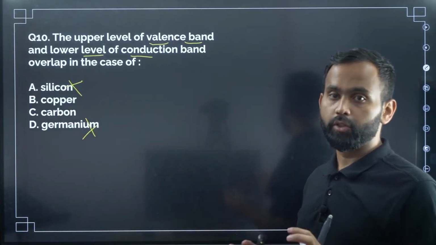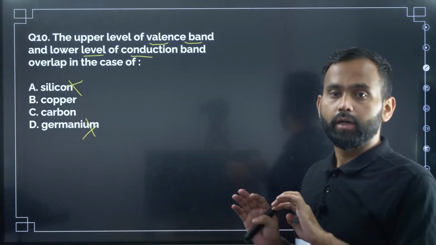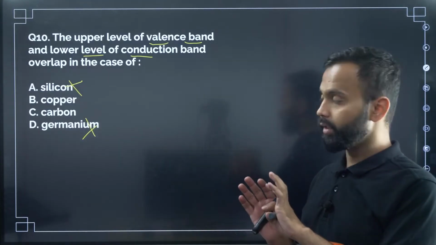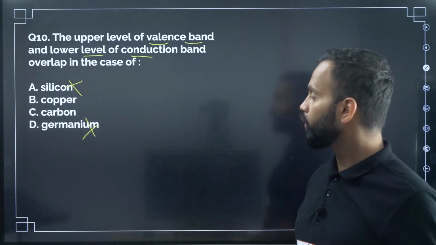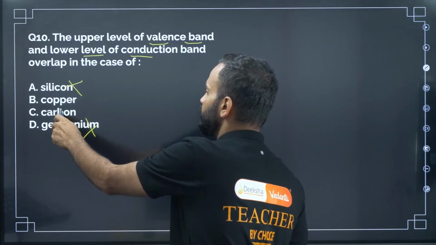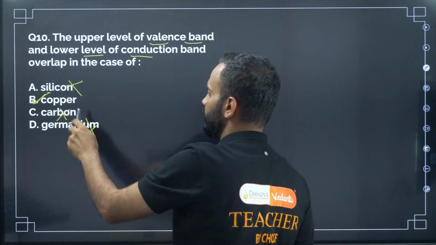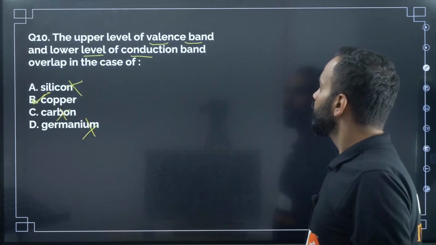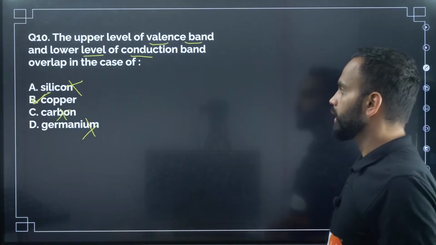Some allotropes of carbon are conductors, but carbon is an insulator. So option C is also wrong. So the correct option is B. Copper is a conductor, right? In a conductor, the valence band overlaps with the conduction band.